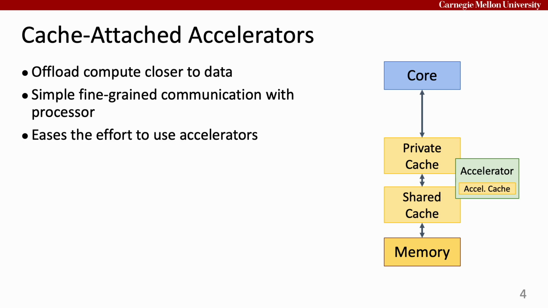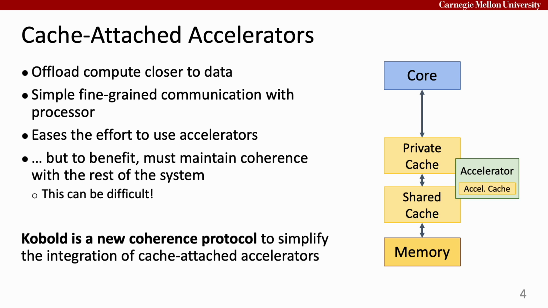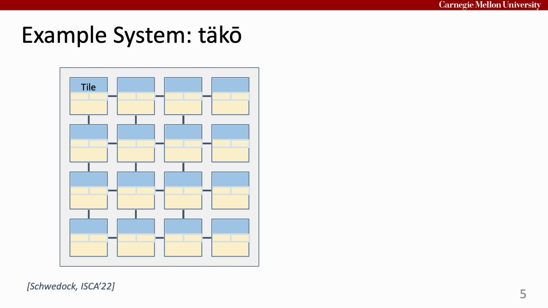However, to fully benefit from sharing the address space with the processor, the accelerator must maintain coherence with the rest of the system. Often, maintaining coherence can increase overhead state, require significant verification effort, and degrade the performance of the baseline processor. Kobold is a new coherence protocol designed specifically to avoid these complexities to ensure simple integration of cache-attached accelerators. For concreteness, we focus this talk on a recent system called Taco, which utilizes cache-attached accelerators.